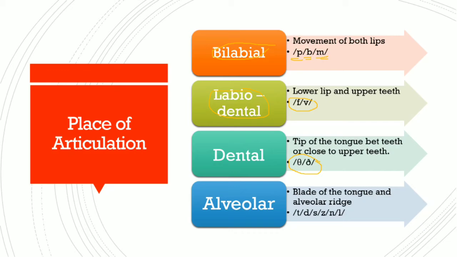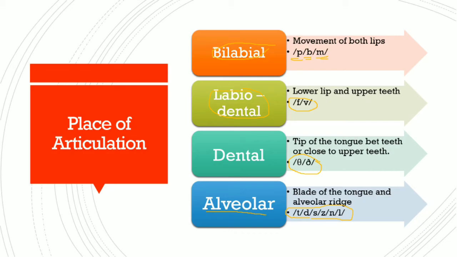So alveolar, as you can predict, the blade of the tongue and the alveolar ridge are in contact. So you produce the consonants t, d, s, z by placing your tongue on your alveolar ridge. Remember the alveolar ridge is that surface behind the upper teeth that has ridges. So, for example, you have t and d. T is alveolar because your tongue is touching your alveolar ridge to produce t.